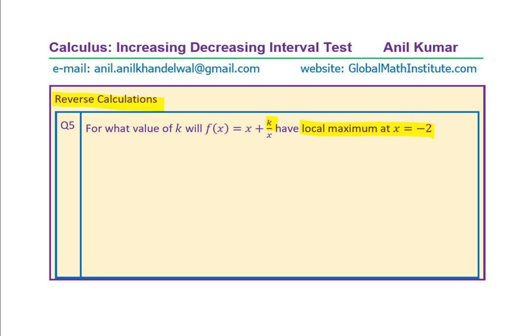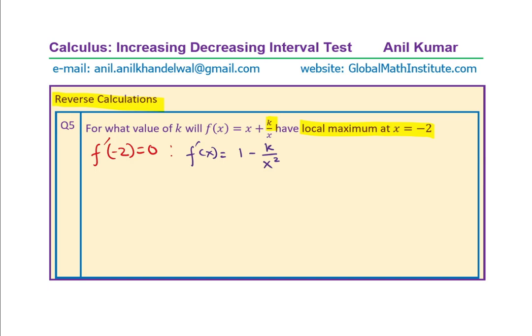For what value of k will this function have local maximum at x equals minus 2? So that really means that the derivative should be 0. That is the first case, right? At minus 2 it should be 0. So let's find the derivative first. Okay. So the derivative of this function is what? It is 1 minus k over x squared.